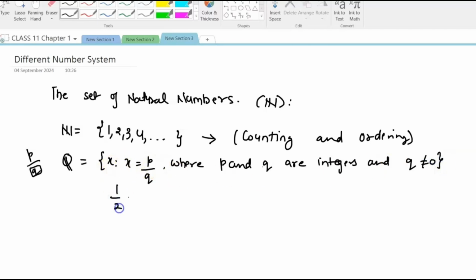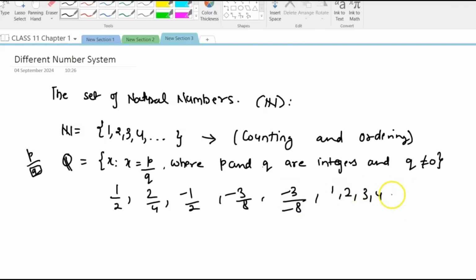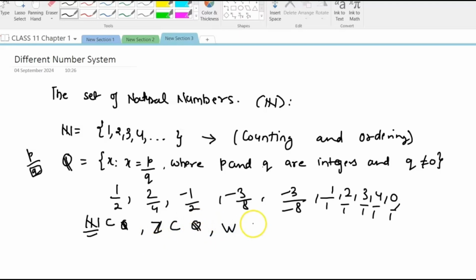For example, half, 2 by 4, minus half, minus 3 by 8, minus 3 by minus 8, or even 1, 2, 3, 4, 0, because you can always write 1 as 1 by 1, 2 by 1, 3 by 1, 4 by 1, 0 by 1. So all these numbers are rational numbers. Natural numbers are rational numbers, so natural numbers are basically a subset of Q. Then integers are also rational numbers, so they are also a subset of Q. And whole numbers are also a subset of rational numbers.